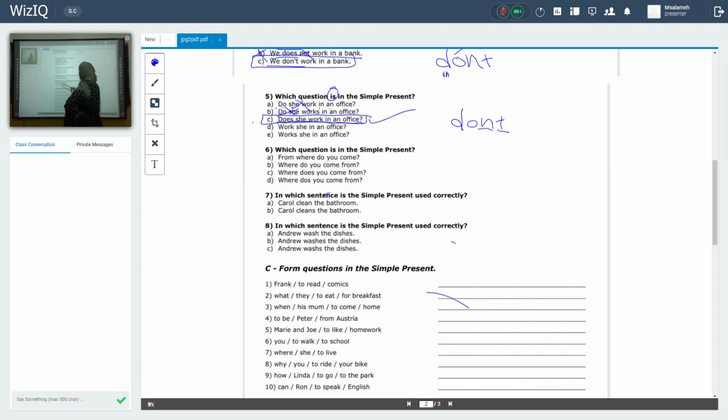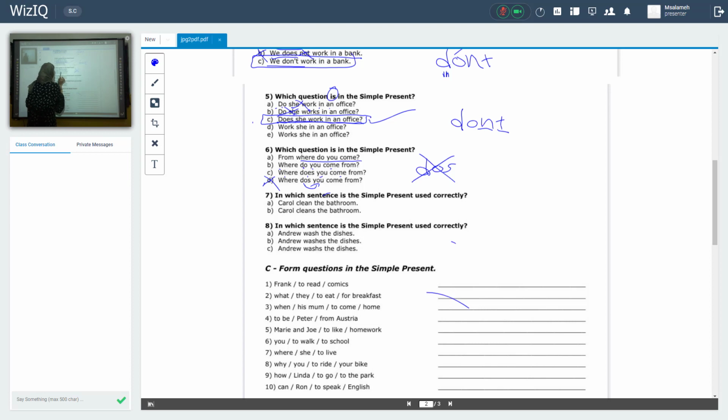Which question is in the simple present? "From where do you come?" "Where do you come from?" "Where does you come from?" Number one, here we have a wrong way to write it, okay? And also we have a plural subject. So it's wrong.